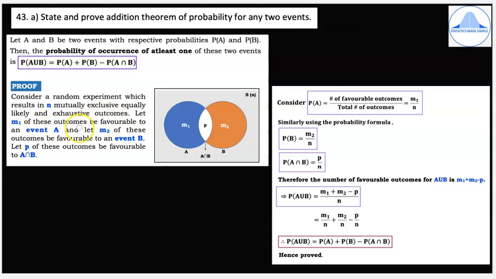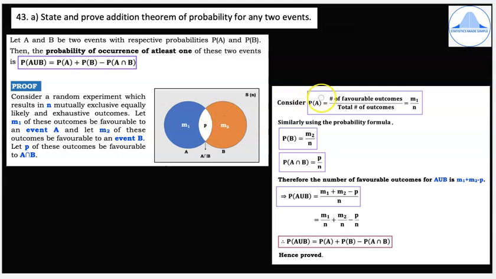Let m1 of these outcomes be favorable to event A, and let m2 of these outcomes be favorable to event B, and let P of these outcomes be favorable to A intersection B. So here we have the Venn diagram where the sample space is denoted by S and it contains the total number of outcomes, which is n, and this blue circle denotes event A and the orange denotes event B. We know that m1 outcomes are favorable to event A and m2 outcomes are favorable to event B. Then the common outcomes which are favorable to both A and B, in white color, is denoted by P.